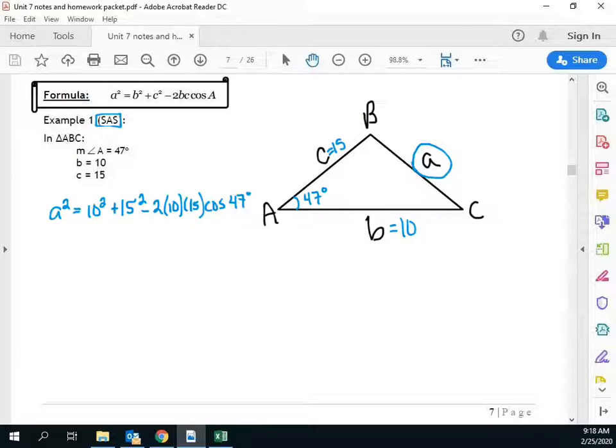Cosine of 47. And I'm just going to go ahead and write this. You get 120.4. Please follow along in your calculator, guys, to make sure you're getting the same thing. I don't want you to get problems wrong because you have a typo in the calculator. That sucks.